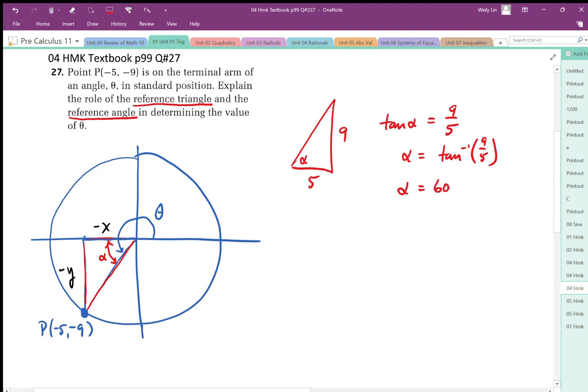So I get 60.94, or I'm going to round that to 60.95 degrees. So to find the angle theta, I can start at the position of 180 degrees, and I'm going to rotate that down 60.95 degrees. So theta is equal to 180 degrees plus 60.95, and I get the theta angle, or the position angle, of 240.95 degrees. That angle is 240.95 degrees, and that's going to locate that position in quadrant 3.